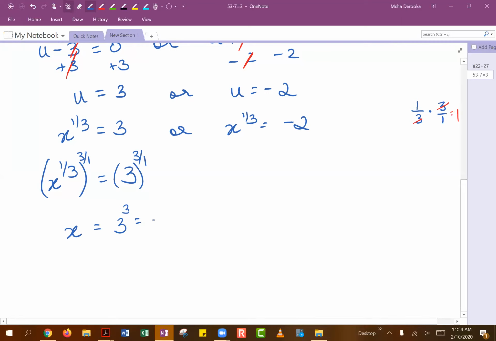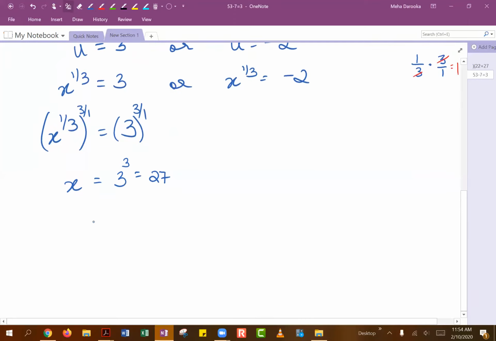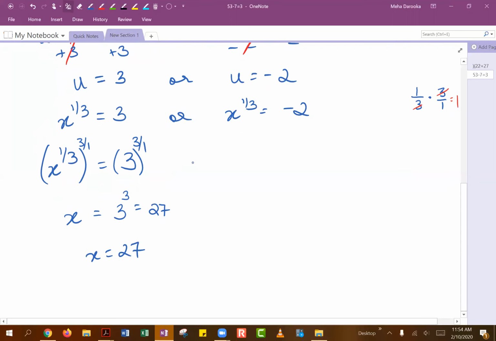27, yeah, 3 times 3 times 3. So x equals 27 from that one part. Repeat the same process here. You've got x to the 1/3 equals -2. Again, flip 3/1, 3/1. Whoa.